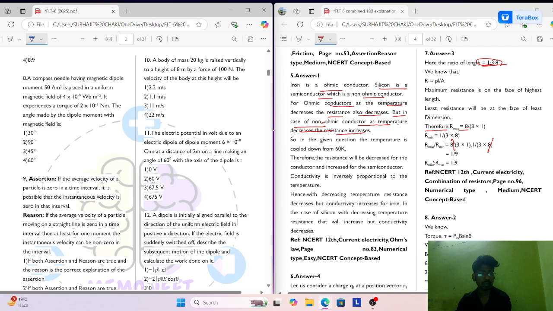A compass needle is having a magnetic dipole moment of this. Okay, this is what? This is I into A or F into R, right? Magnetic field B is given, and it experiences a torque. The angle made by the dipole moment with the magnetic field, you have to calculate the angle.